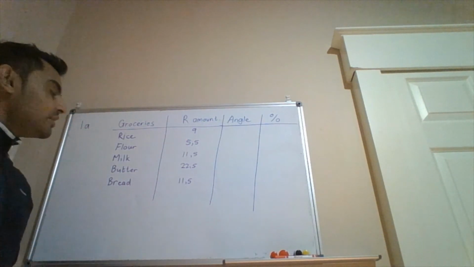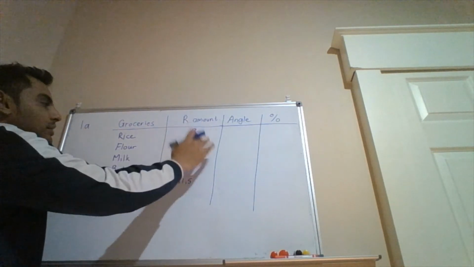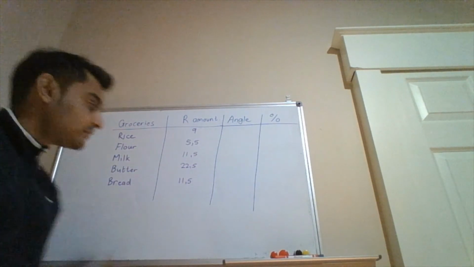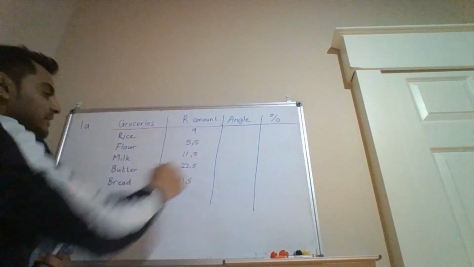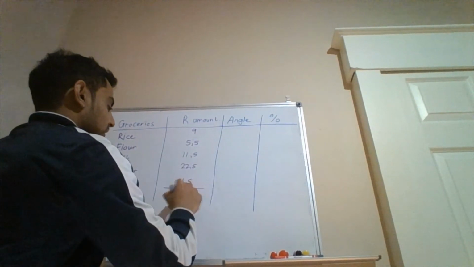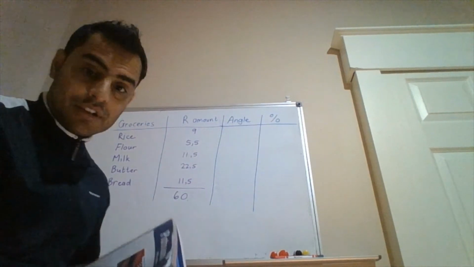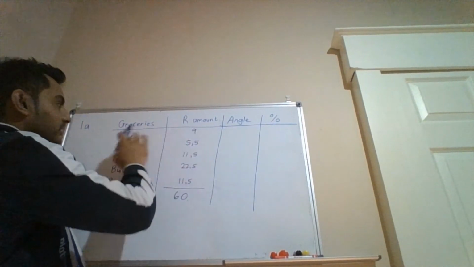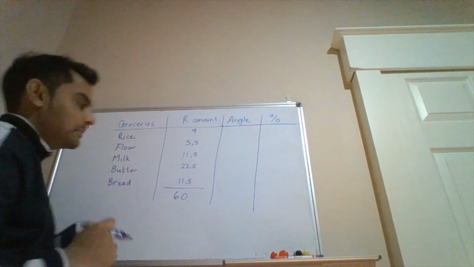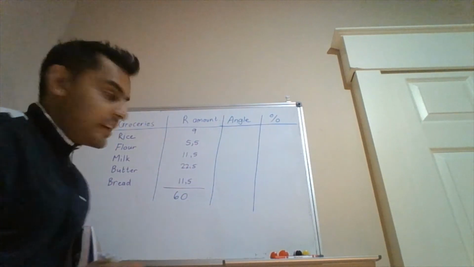So the first thing we need to do is find the total spending. Then we get each different commodity, we get it as a proportion of the total. So when you add up all of these numbers, we get a total of 60, and then each of these is a proportion, a fraction of the 60. So for example, the rice will be 9 Rand out of the 60 Rand spent. Flour will be 5.5 Rand out of the 60 Rand, and so on and so forth.